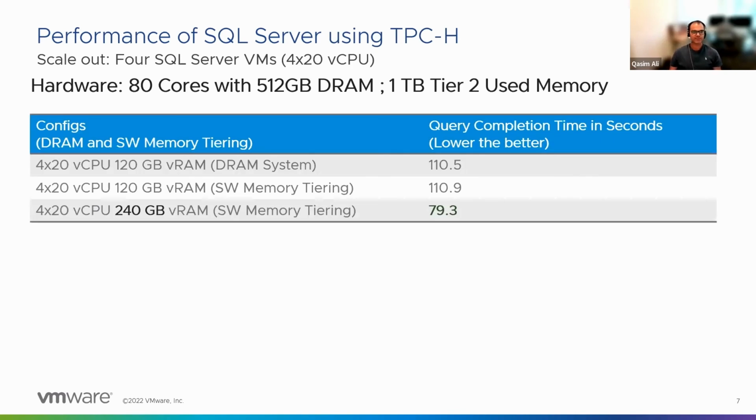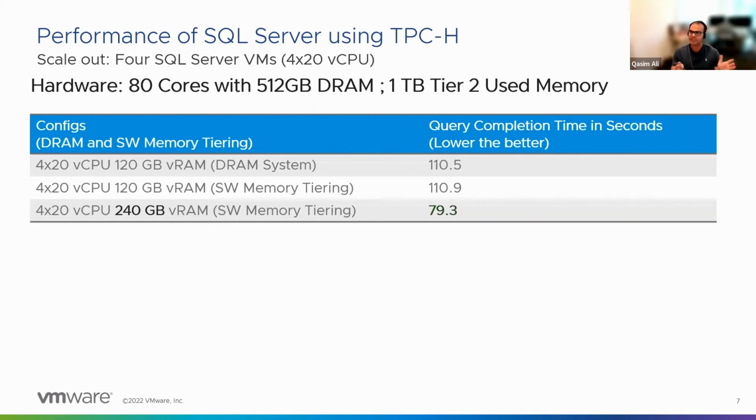Now, if you look at the different configs, we have the same set of 4 VMs, 20 vCPUs. We are not going to change that. The only change we're going to make is the amount of VRAM. The first DRAM system config is our baseline. And the second row is the exact same config, but we ran it on a tiered system. A tiered system means it has the 512 gig DRAM, just as the DRAM system, but it has an additional 1 terabyte of tier 2 memory in it.